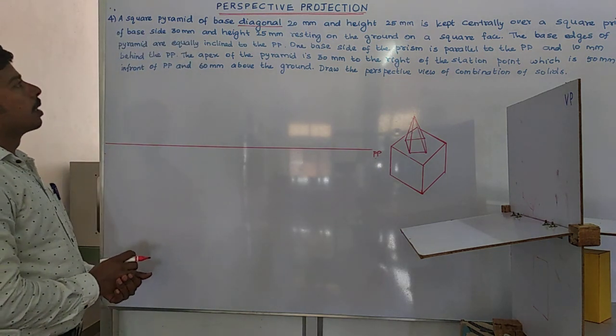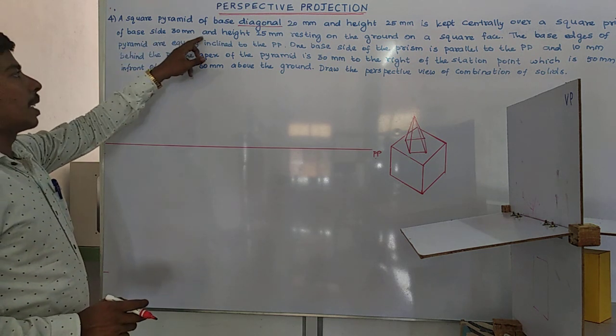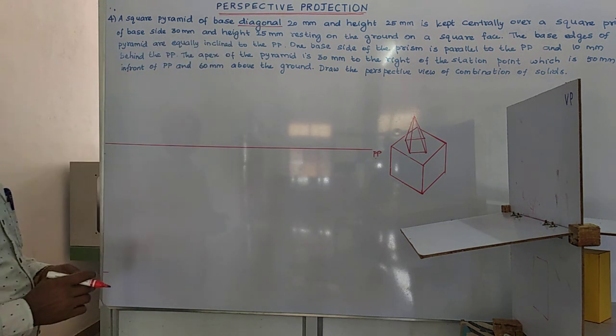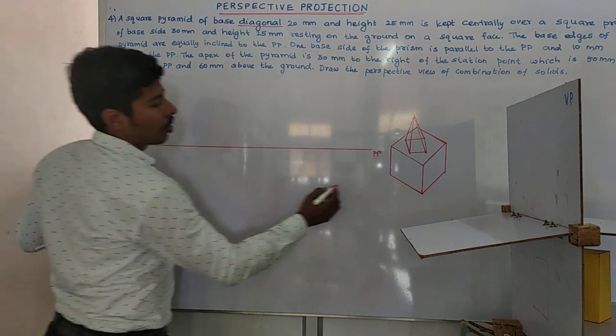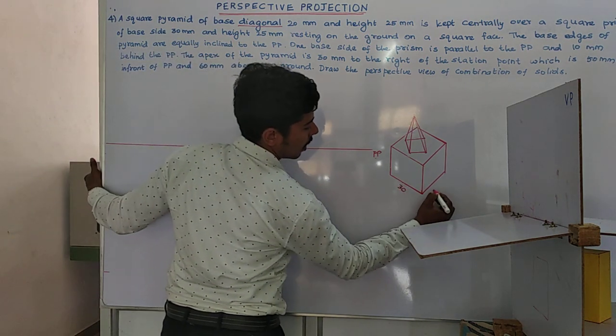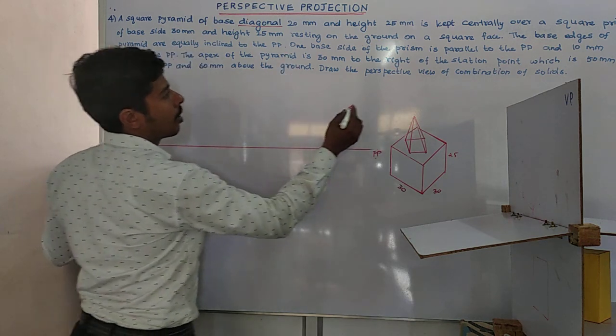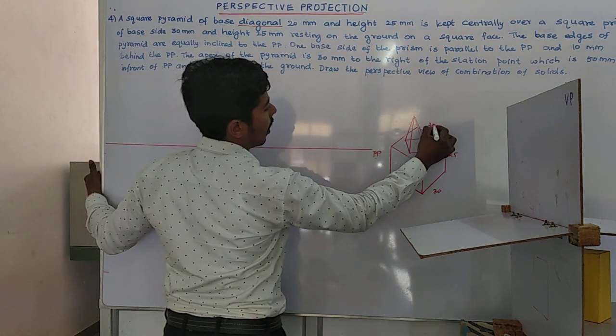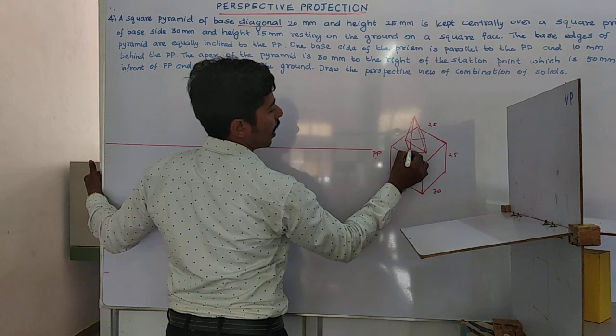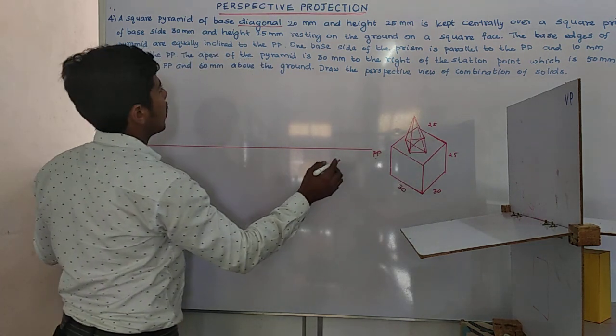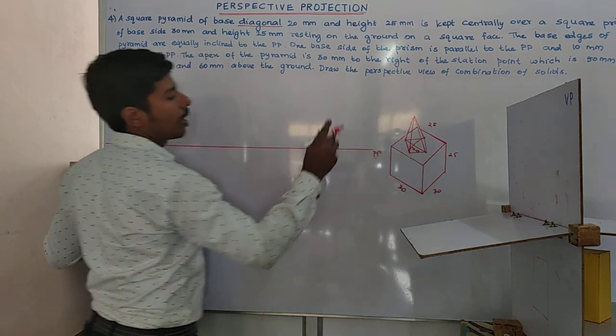Of base side 30 and height 25. Resting base side 30, so here also 30, here also 30. The height is 25. And the pyramid also has height 25, and the diagonal value is 20.